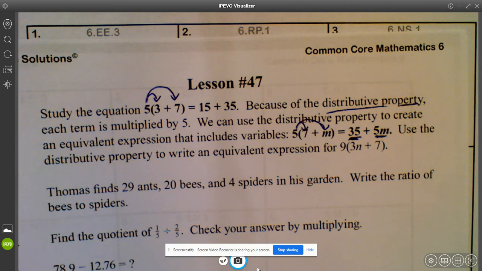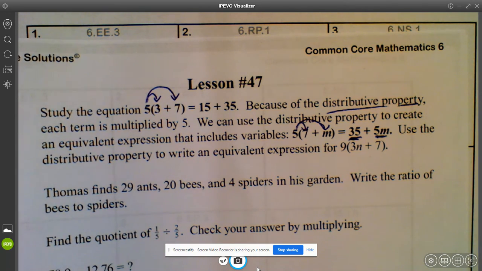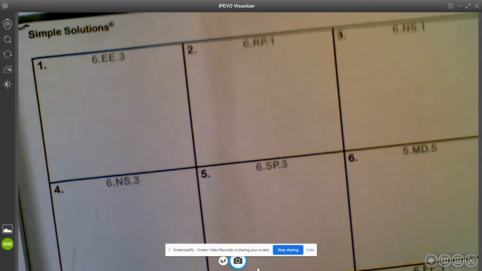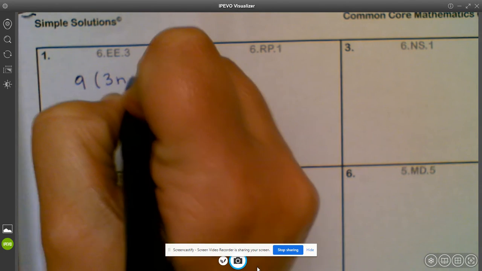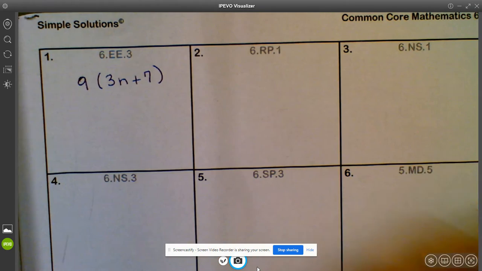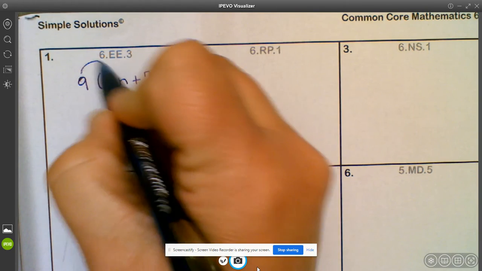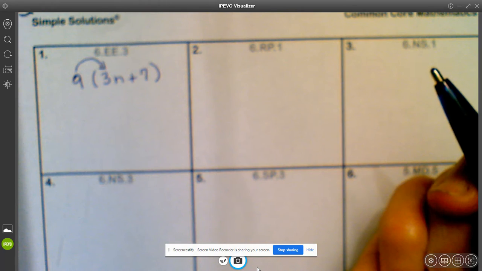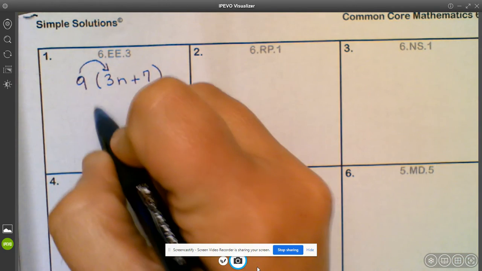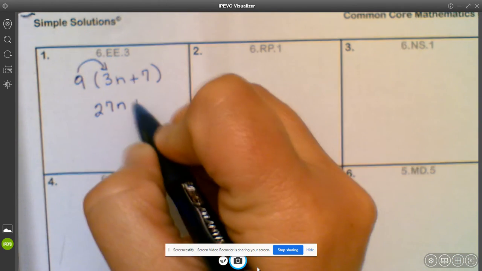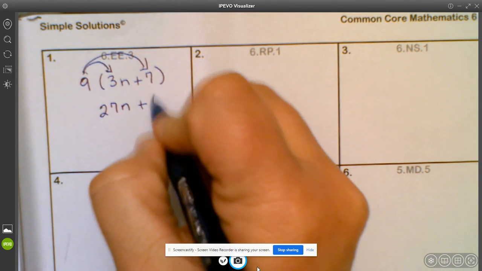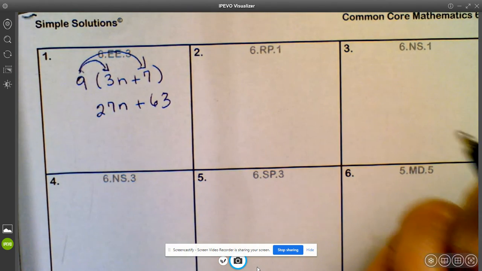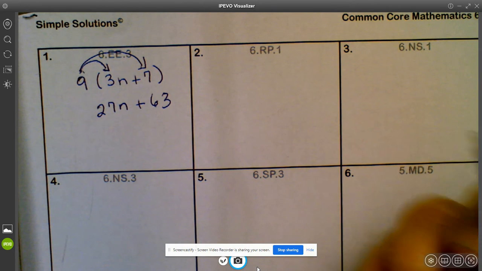So use the distributive property and write an equivalent expression for 9 times 3n plus 7. So 9 times 3n plus 7. So you're going to take 9 times 3n. You get 27n plus 9 times 7, which is 63. So that would be an equivalent expression.